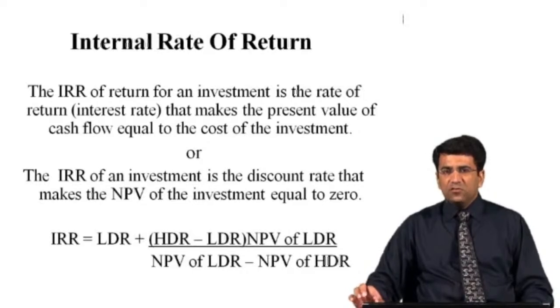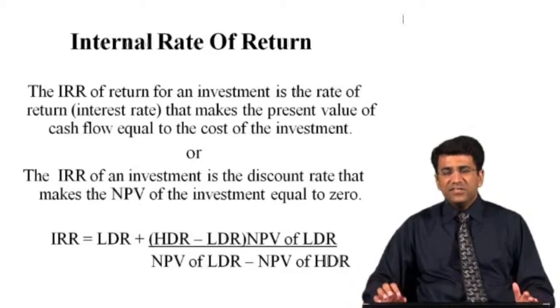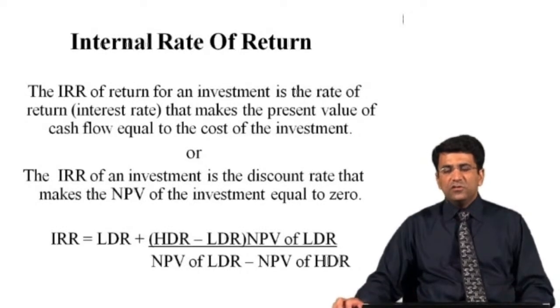So this is the discount rate at which the net present value is equal to 0, or benefit cost ratio will become equal to 1, or we can also say that this is the interest rate at which the aggregated discounted benefits will become equal to the aggregated discounted cost. So this is the concept of internal rate of return.